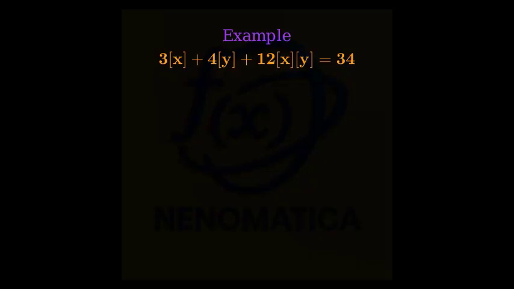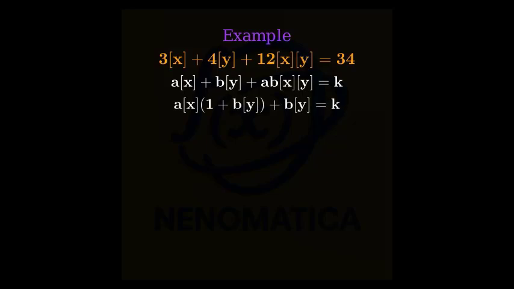Step 1. Recognize the common structure. If we have a times floor of x plus b times floor of y plus ab times floor of x times floor of y equals k, then we can factor a floor of x out of the first and third terms: a floor of x times the quantity 1 plus b floor of y, then plus b floor of y equals k. Solving for floor of x gives the formula floor of x equals k minus b floor of y, all over a times the quantity 1 plus b floor of y.